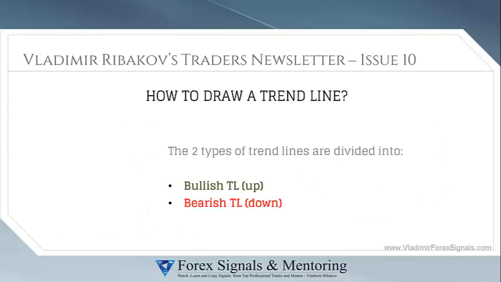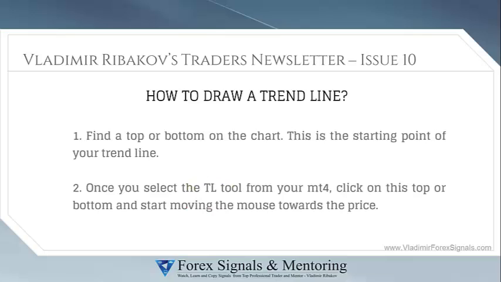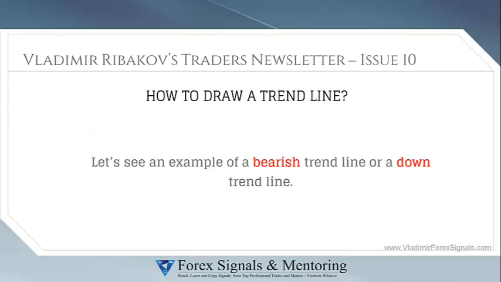Okay, so in this example, I'll show you how we draw a bullish trend line, which is when the trend goes up, and a bearish trend line when the trend goes down. So let's see. Find a top or bottom on the chart. This is the starting point of a trend line, any trend line. Once you select the trend line tool from your MetaTrader 4 platform or any other platform you use, click on this top or bottom and start moving the mouse towards the price.